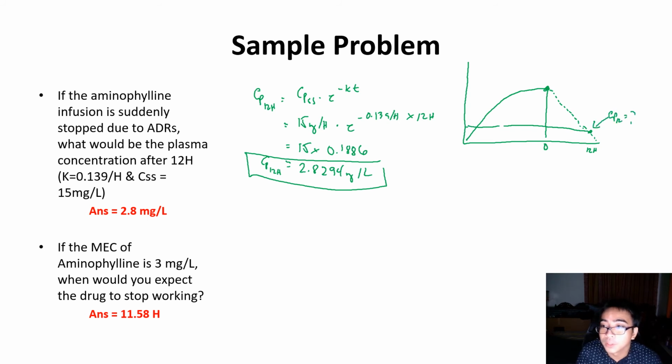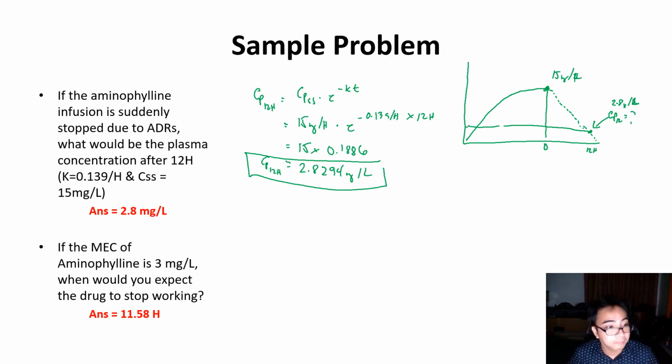Cp at 12 hours, what is that? Okay, so from 15 milligrams per hour, my Cp12 after 12 hours would only be 2.8. Milligrams per liter. What units did I write? Yes, milligrams per liter.